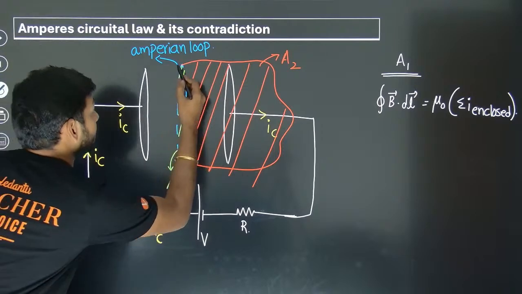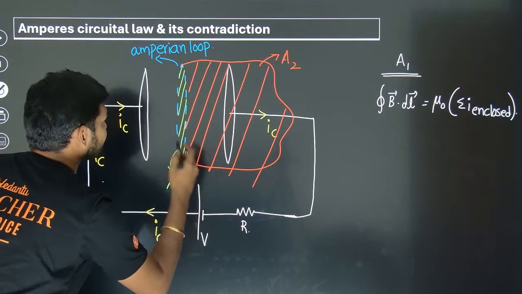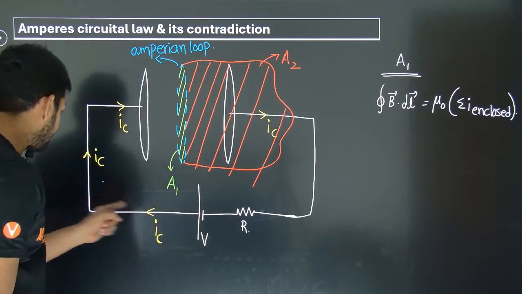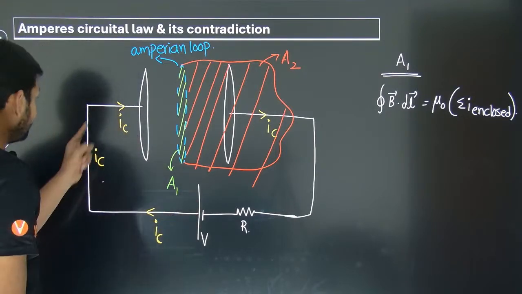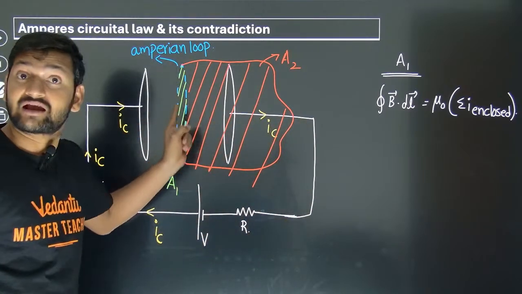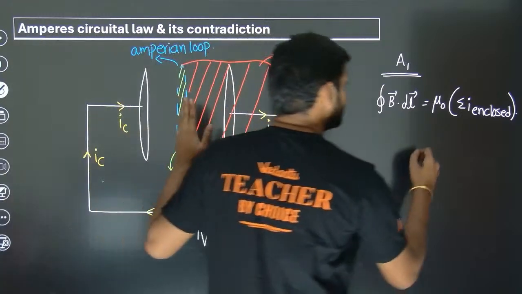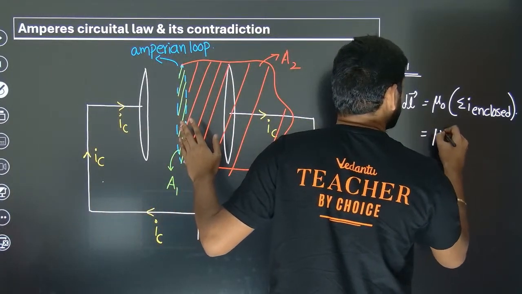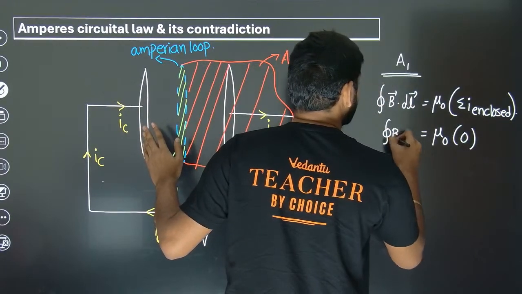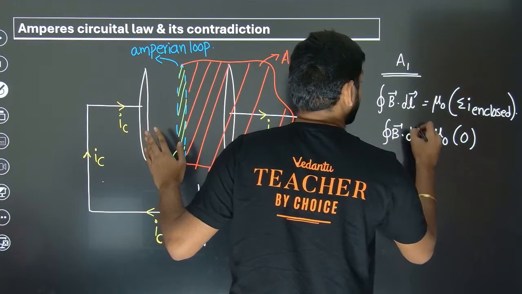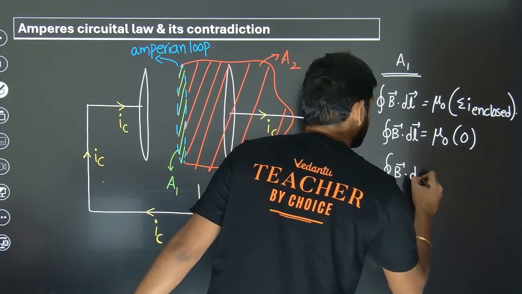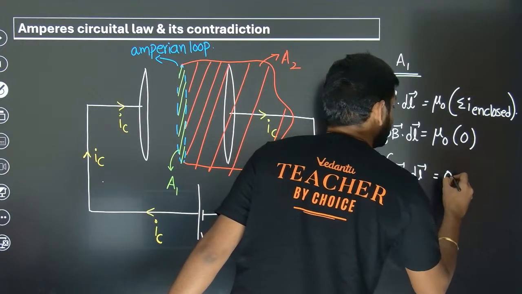Now if you look at this green area, can you see any current crossing over there? Current is present in these conducting wires. So I can see the current in this wire, and I can see the current flowing in this wire, but I can't see any current flowing over there. So there is no current crossing that area. So I can say it is mu naught into 0. So the closed integral B dot dl is 0.